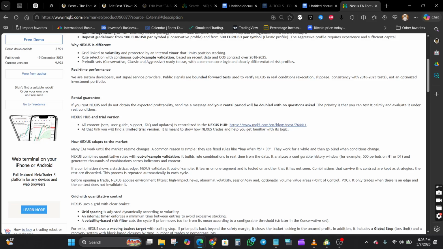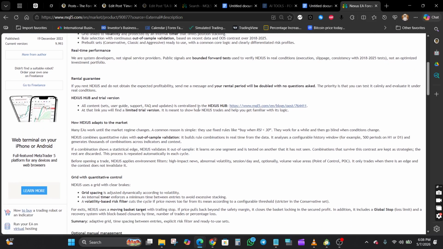And honestly, that matters because uncontrolled grid systems usually fail for one reason. They keep adding positions aggressively without any awareness of market conditions. So Nexus seems to be attempting to solve that weakness by slowing down entries and filtering bad environments before trades are allowed. Now, in terms of features, this EA is actually quite packed, right?